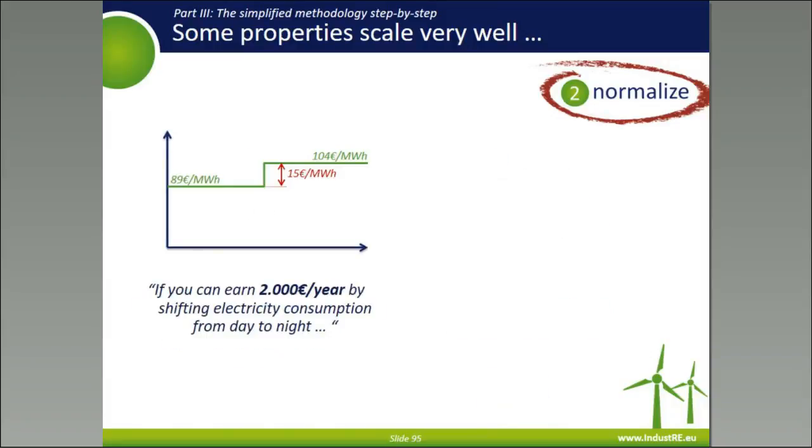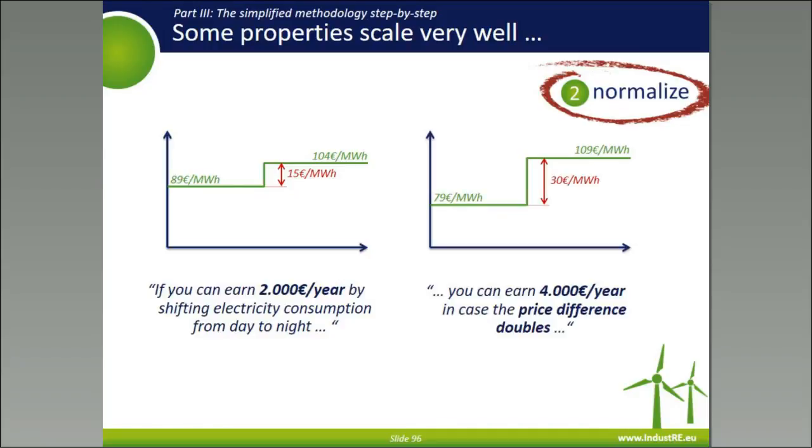That applies to prices as well. For example, if I have a time of use business case and the price difference between the night tariff and the day tariff is 15 euro and I can make 2,000 euro a year with it, yeah, if the price difference doubles, I can make the double amount of money. So by thinking carefully of these scaling rules, you can avoid a lot of pre-calculated business cases.